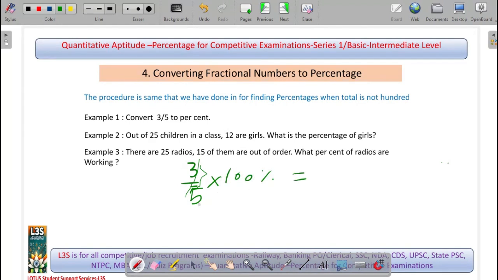So 3 by 5 into 100%, 20 into 3 is 60. So it will be 60%. This is how we have to do it. How much did we get? 60%.